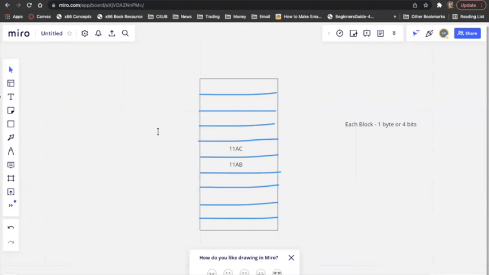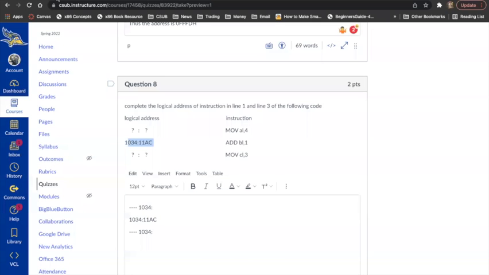And this will be 11AD, right? Because we're just changing the last hex digit, and we know a hex digit is 4 bits. One hex digit has a size of 4 bits. So since it's 11AC, AD, AB, each block has a size of 1 byte. And in this case, we know that AL is an 8-bit register. So this means the size of this instruction is 8 bits.